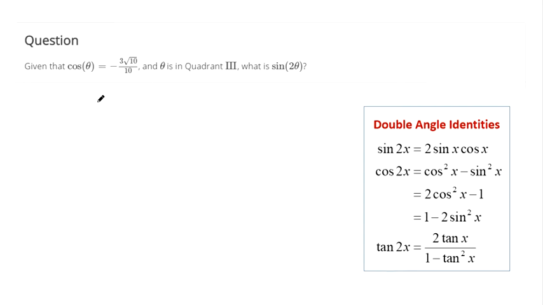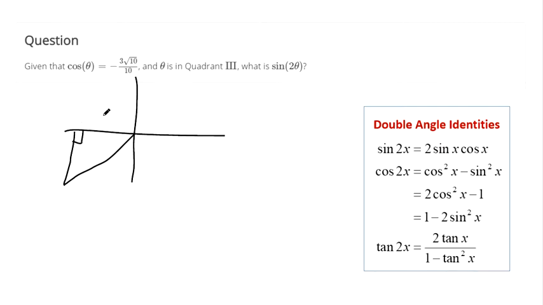So we can try the same type of thing for this one, but if we're going to use the double angle identity for sine, we need to know what sine of x is. So let's draw this triangle in the third quadrant, because cosine, sine, that's all talking about right angle trigonometry. So we need to draw a right triangle.